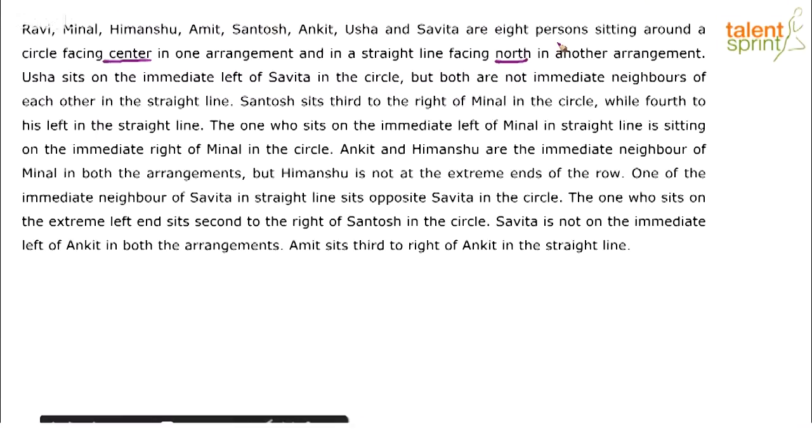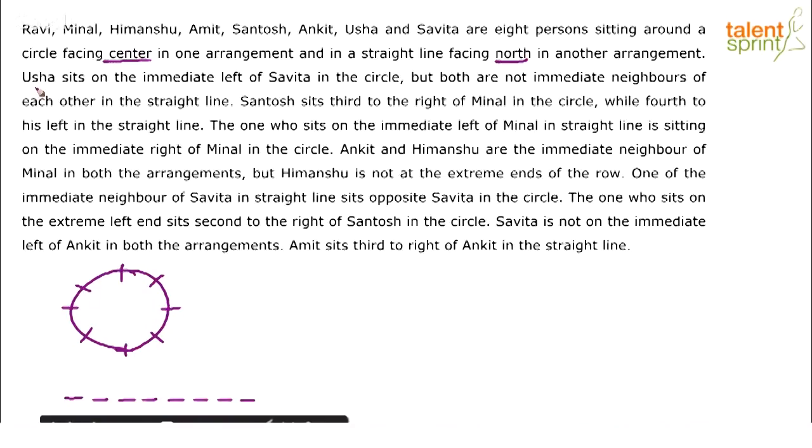Now, Usha sits on the immediate left of Savita in the circle, but both are not immediate neighbors of each other in the straight line. So let us first put a circle. I have limited space, so I'll draw smaller circles here. 1, 2, 3, 4, 5, 6, 7, 8. It's very easy to start the arrangement on a circle, but when you're doing it on a straight line, you have to be careful. So I'll draw it like this: 1, 2, 3, 4, 5, 6, 7, 8. These are the linear arrangement and the circular one.